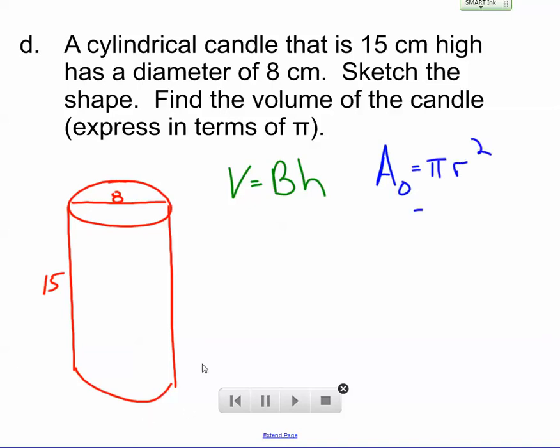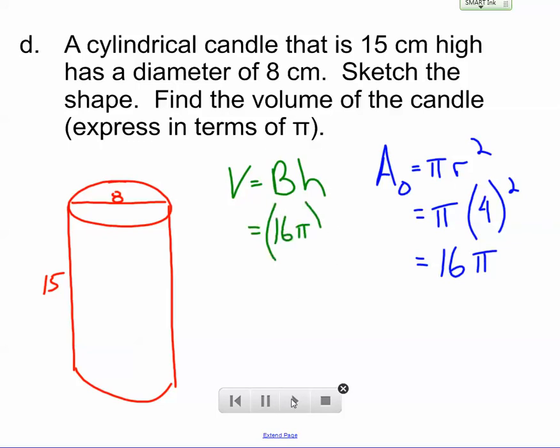So they want us to leave this in terms of pi. Okay, so we're going to go pi times the radius squared. The radius is 4 because the diameter is 8. Pi times 4 squared, that would be 16 pi. So the area of the base is 16 pi. We'll plug that in, and we're going to multiply that by the height of the prism, which is 15. So all we have to do here is go 16 times 15, and we'll have our answer. That's 240 pi centimeters cubed.